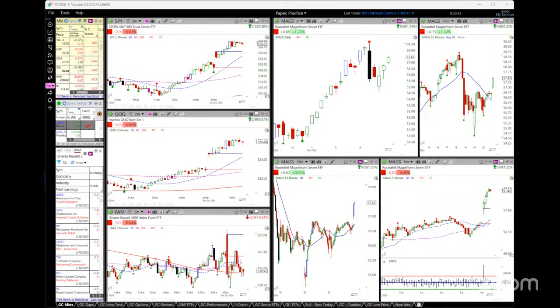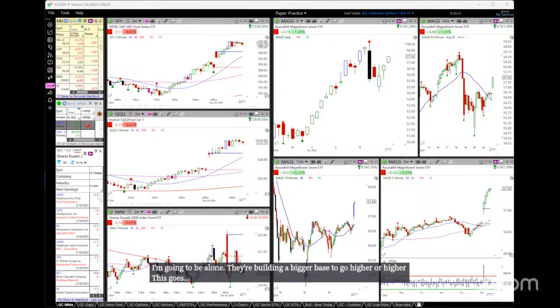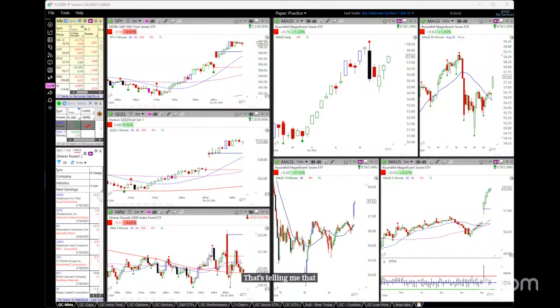IWM either building a bigger base to go higher, or this goes lower. And that's telling me that the broader markets are having a tank from also. Our Tapestry is fine. Nothing to do. Slow mover. Look at the 15. And our PBA doing nothing, but it's fine.